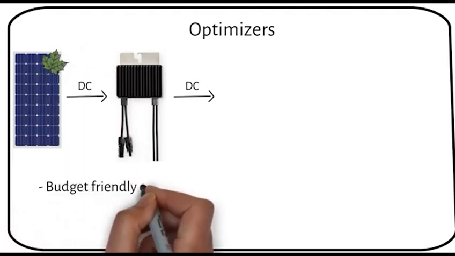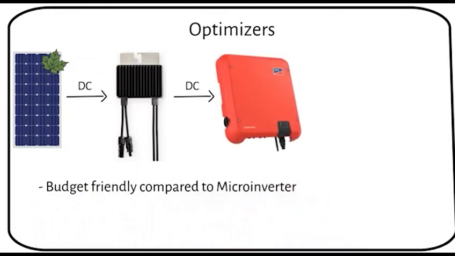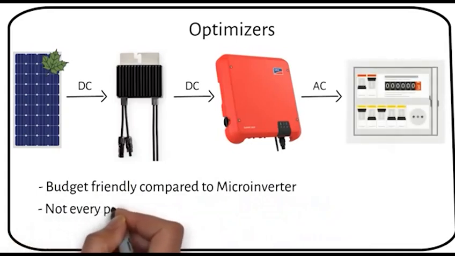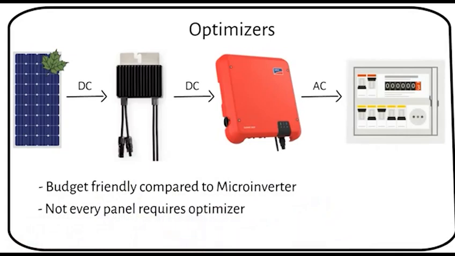Power optimizers are a more budget-friendly option than microinverters, and they are used in conjunction with a string inverter to convert DC to AC power. Not every panel requires an optimizer, only those affected by shade. This makes it possible to install an optimizer on a partially shaded panel without needing to adjust the entire setup. Like microinverters, if a power optimizer fails, it might be challenging to replace it because it's located on the roof. Additionally, ensuring compatibility between the power optimizer and the solar panels is crucial, requiring careful selection during the planning process.